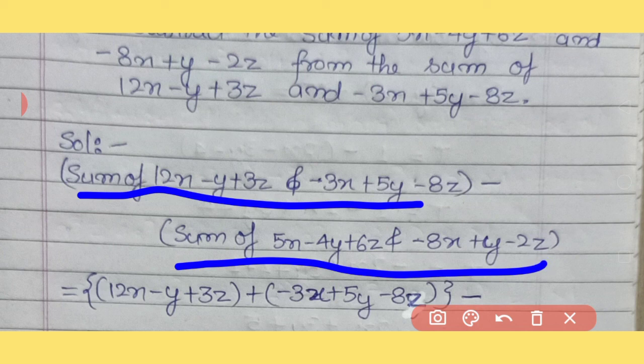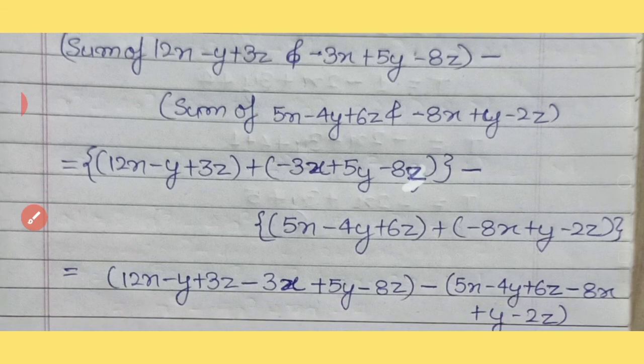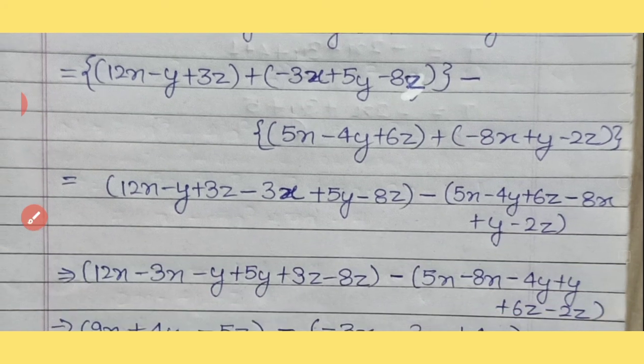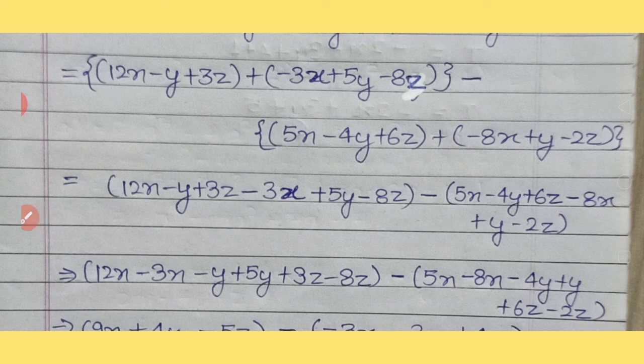Two expressions are present in each group, so we will write here 12x minus y plus 3z plus minus 3x plus 5y minus 8z, and a curly bracket of minus, and then the second curly bracket is started, in the bracket 5x minus 4y plus 6z plus minus 8x plus y minus 2z. So all the brackets will open and their terms will add. Firstly it will add, then we will subtract.